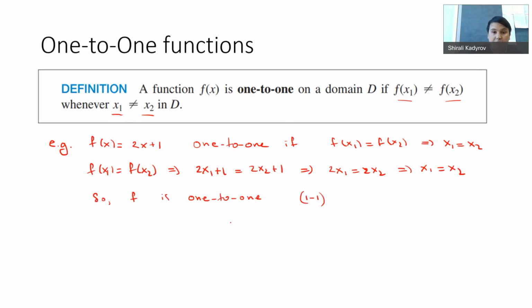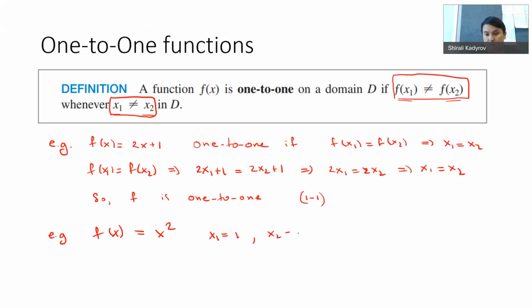Okay, let me give an example which is not one-to-one. You can pause the video and think of a function which is not one-to-one. For simplicity, let's take x squared. It's not one-to-one. How do I show that? I need to come up with x1 and x2 that are not equal, however f of x1 is equal to f of x2. For example, take x1 equal to 1 and x2 equal to -1. So I have two different children, 1 and -1.